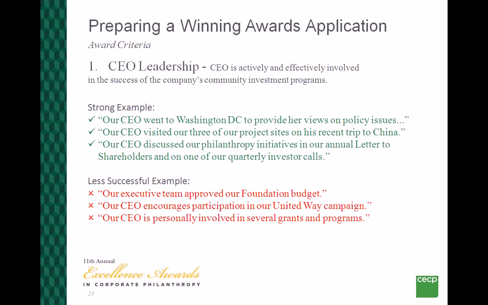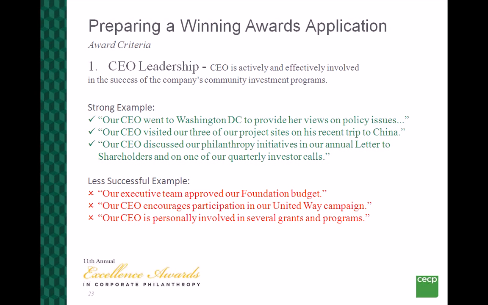So saying that a CEO encourages participation in the United Way starts to hint at the direction of your CEO's involvement, but it doesn't really paint a clear picture. If what you really meant by that sentence was that the CEO meets with middle managers and sends out a personal email and has a company-wide phone call, that level of detail would be very compelling. But don't take for granted that the jury will know that that's what you meant if you describe it just as encourages participation. It's that extra detail that's so valuable.